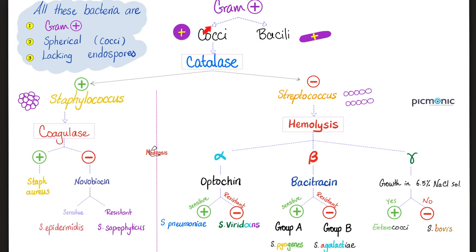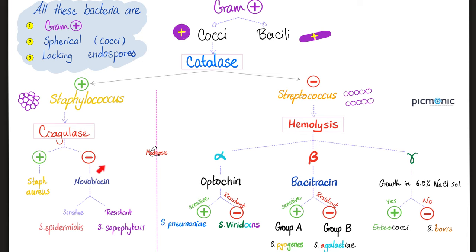Gram-positive bacteria are either cocci or bacilli. If you are a gram-positive coccus, let's look at your catalase. Do you have catalase or do you not have catalase? If you have catalase, you're catalase positive. Example, staphylococci. And then, what kind of staphylococci? What's the species? Well, it depends on the coagulase. Do you have coagulase or not? If you do have coagulase, congratulations, you are Staphylococcus aureus. If you do not, you're either Staphylococcus epidermidis or Staphylococcus saprophyticus.